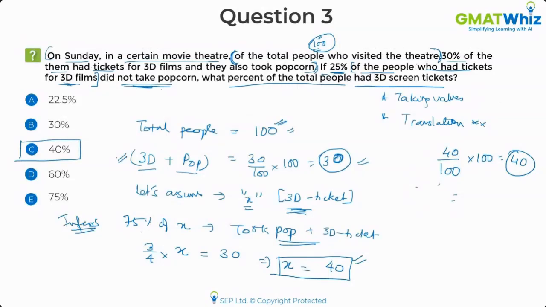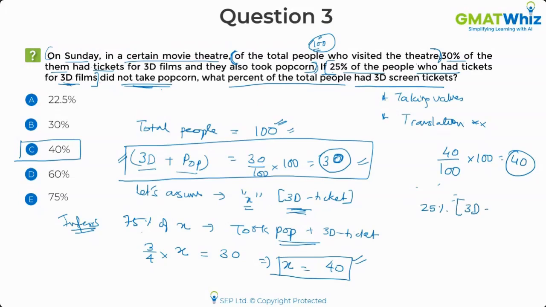Krishna, I hope this part is clear that you're getting 30 people are having both. This information, 25% of people who had tickets for 3D films did not take popcorn. So they are talking about 25% of people who had 3D tickets but not taking popcorn. 3D plus NP means not taking popcorn. So of all people who had 3D tickets, all people, keep in mind, 25% are not taking popcorn. So you can say that 75% will be taking popcorn.